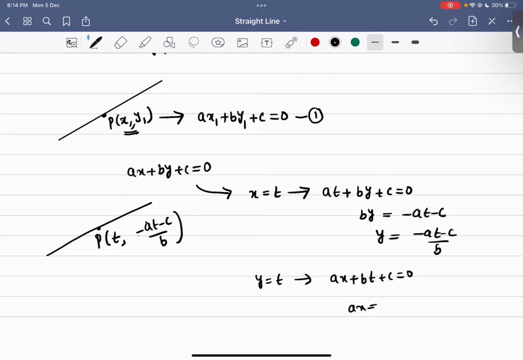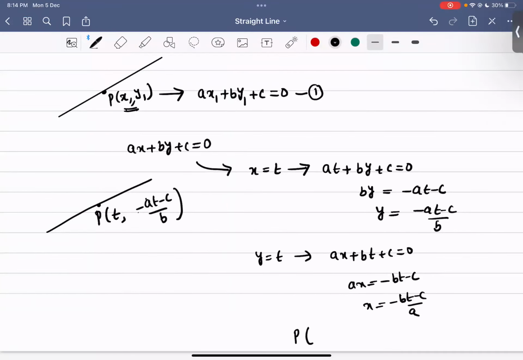Now ax equal to what? Minus bt minus c. x equal to what? Minus bt minus c by a. If you consider y is equal to t, P becomes what? Minus bt minus c by a comma t. Not only x equal to t and y is equal to t. Sometimes the convenient choice is t plus some alpha, or suppose t plus some 3. Sometimes we need to consider x equal to t plus something.